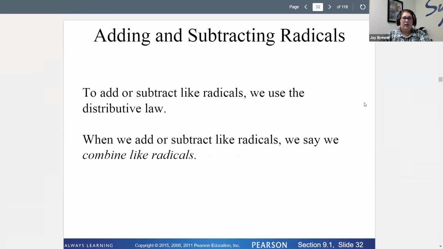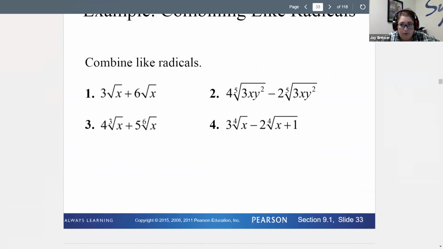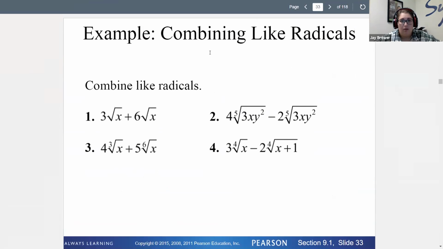All right. This next part is probably going to be something that you guys will not like nearly as much. We are going to add or subtract like radicals. We can use the distributive law. And when we add or subtract like radicals, we say we combine like radicals. I don't know why you needed to be told that, but okay. So let's do some of these.